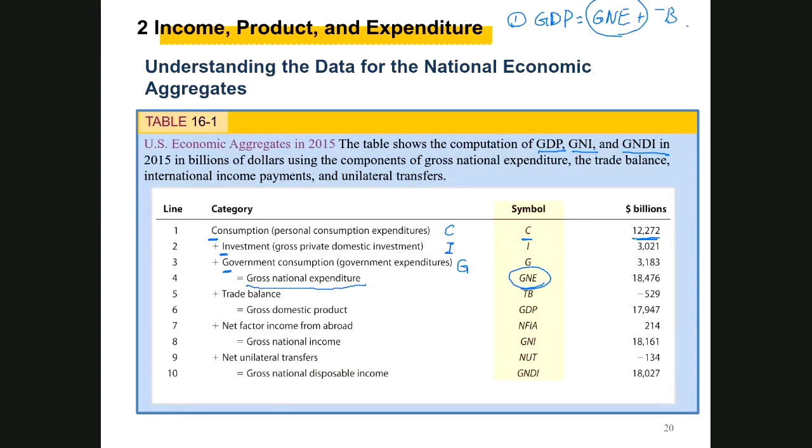And then we move on to the open economy. The trade balances, we add trade balances. If we add trade balances, GNE plus trade balances, that's equal to gross domestic product, GDP, the famous GDP.